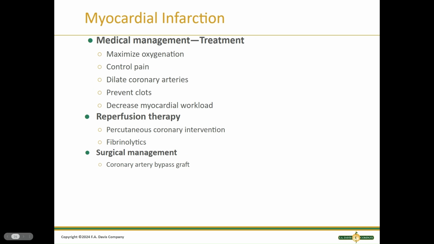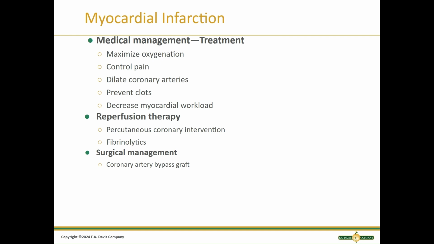With a myocardial infarction, or MI, I know you guys talked about this in 200, but just a little overview. We want to make sure that we are doing medical management, maximizing oxygenation, and controlling pain. We want to get those coronary arteries dilated by using nitroglycerin or morphine. We want to prevent clotting, and we want to decrease that myocardial workload.